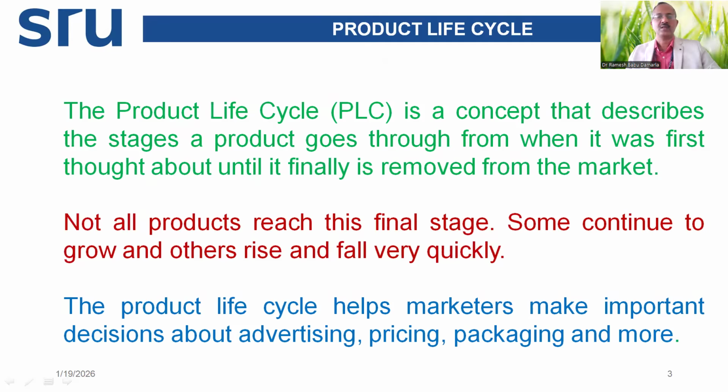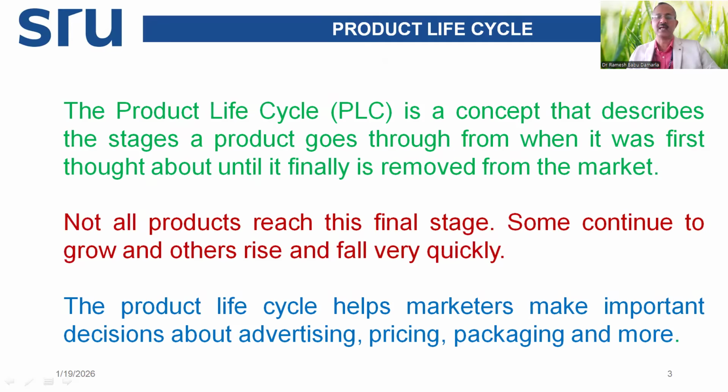So it's not required that all the products reach the final stage. Some products will continue to grow and others rise and fall very quickly. It depends on what kind of product it is. For example, garments, textiles, fashion dresses, all this will have very shorter product life cycle. Refrigerators, electronic goods will have longer product life cycle.